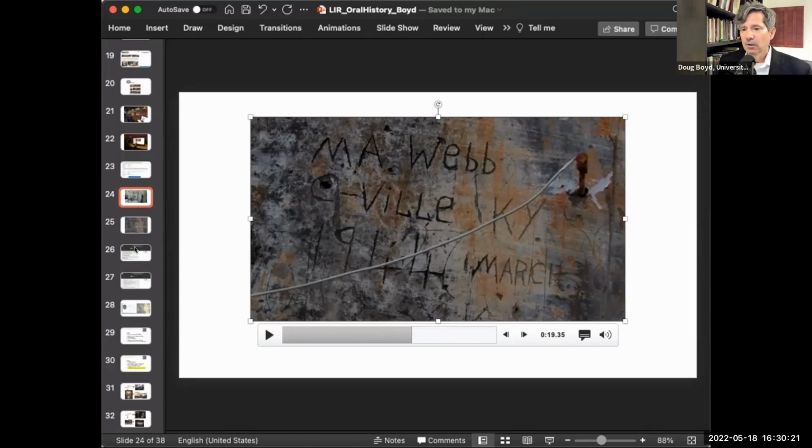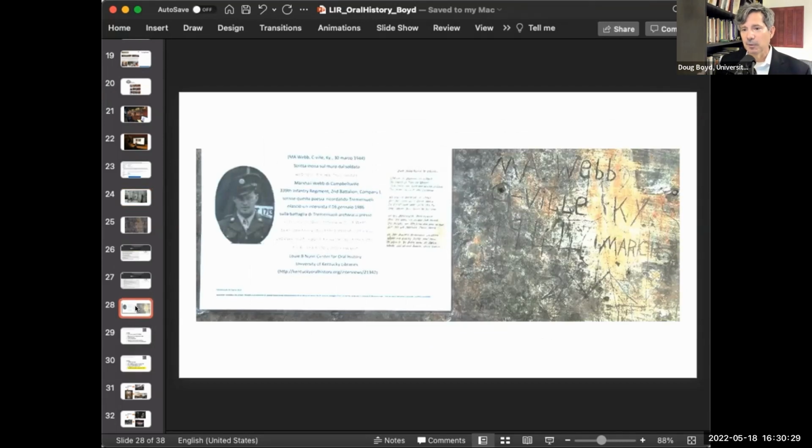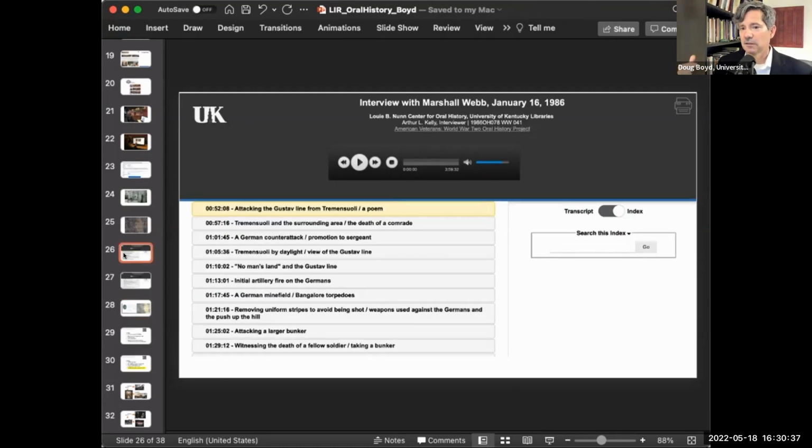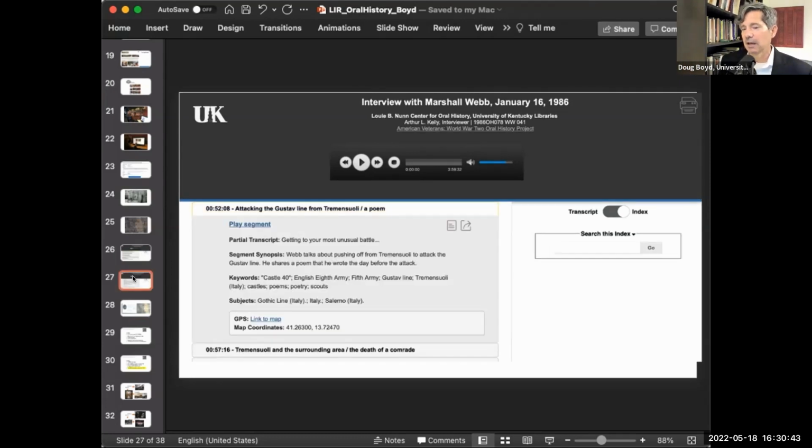We've told this story a gazillion times, and so many people have gone over to see this that the city has put up a plaque now of Marshall Webb, his poem about Tremensuoli. You can actually stand in that alleyway and link to the moment in this 3.5-hour interview, almost 4-hour interview, when Marshall Webb breaks out into his poem about fighting in this small town of Tremensuoli.